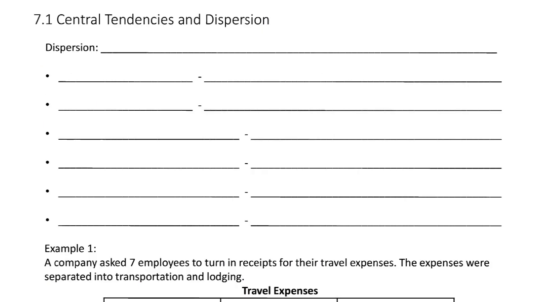Okay, so dispersion has a lot of definitions here. Some of these are going to be new, some of these are going to be old. Like the word dispersion, I think might be new. So it's the spread of the data. How much does that data vary? Spread of the data. So really, how different is that data?